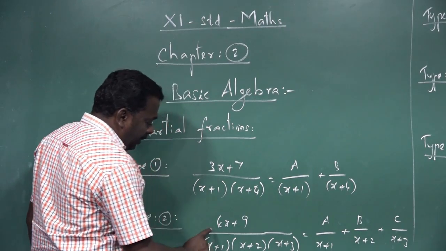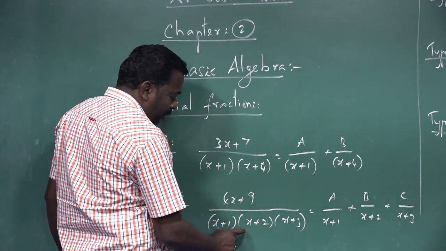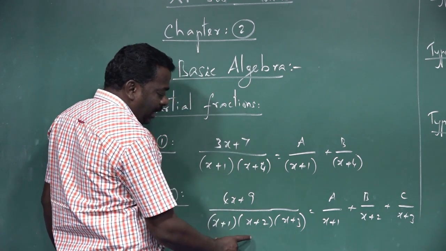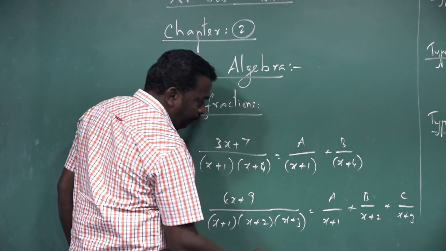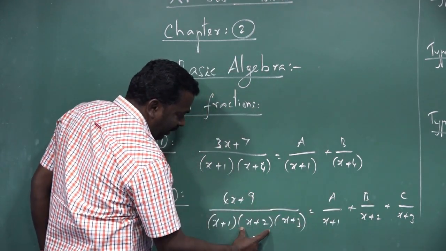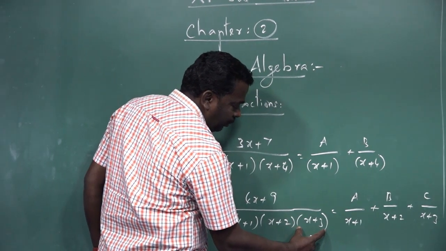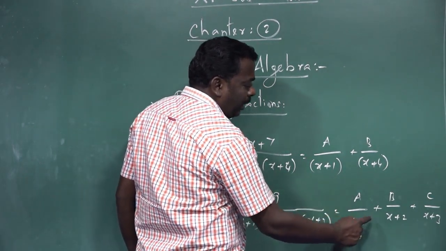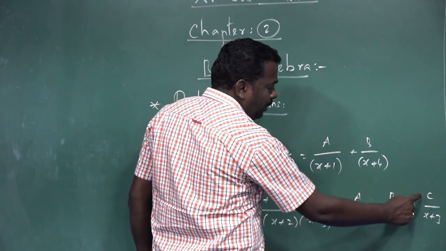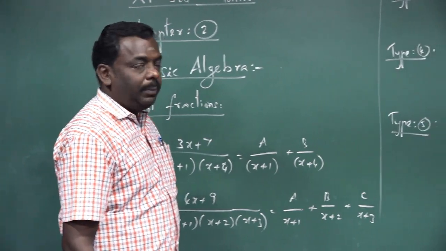Type 2. The given expression is (4x + 9)/((x + 1)(x + 2)(x + 3)). There are three factors in the denominator, so we decompose into A by the first factor x + 1, plus B by the second factor x + 2, plus C by the third factor x + 3. This expression is decomposed into A/(x + 1) + B/(x + 2) + C/(x + 3). We are decomposing using the partial fraction method.